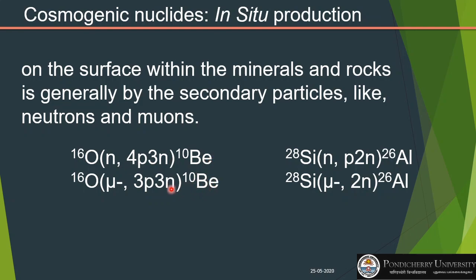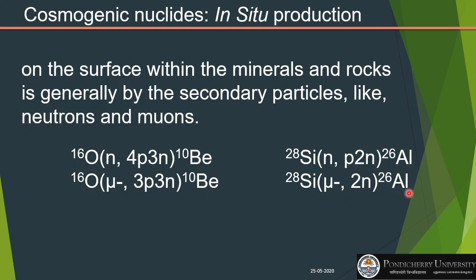This 10 beryllium can also be produced by negative muons, which again are secondary particles. If you remember, we had seen a diagram of these kinds of reactions in the atmosphere where neutrons and the mesons or muons are produced. This secondary negative muon can also cause oxygen atoms to undergo a spallation reaction, where 3 protons and 3 neutrons are ejected out of the oxygen nucleus to produce 10 beryllium.